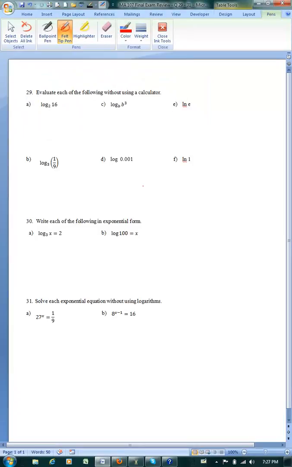Math 107, Final Exam Review, questions number 29, 30, and 31. Question number 29. Evaluate each of the following without using a calculator.